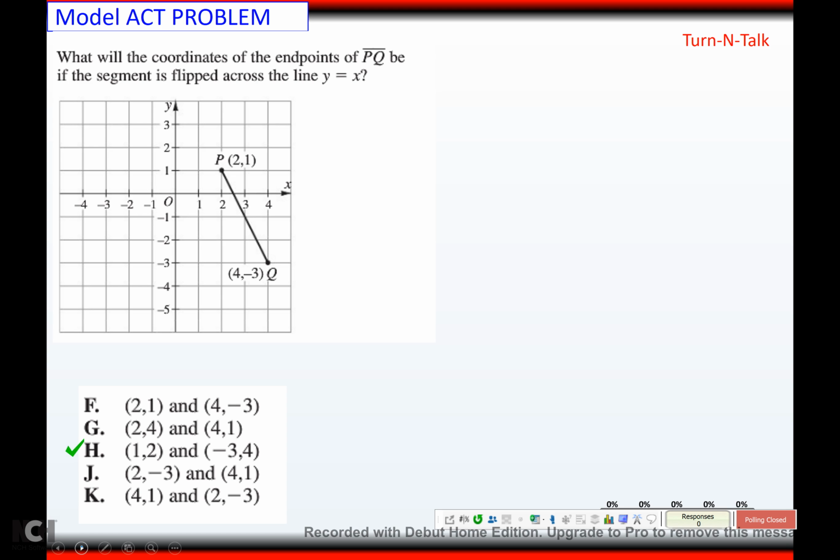And hopefully you got H. Okay, we didn't do much of this when we were doing the transformations. I think there was one problem where they put that in one of the choices, but they never really talked about it. So I will talk about it now.